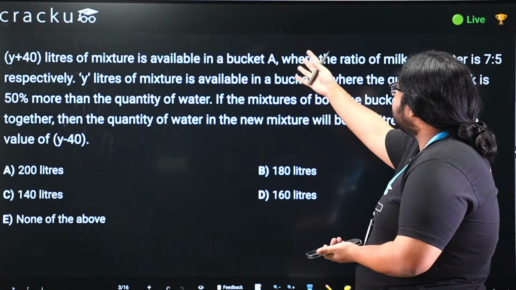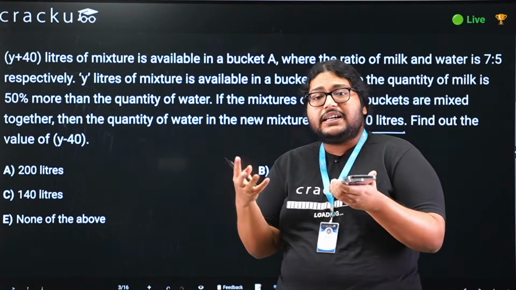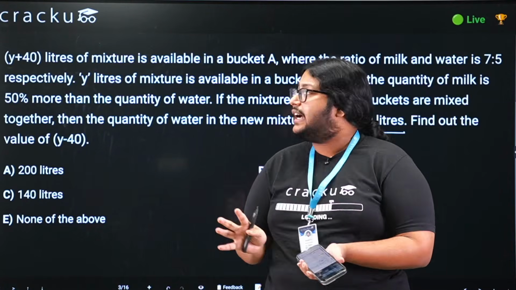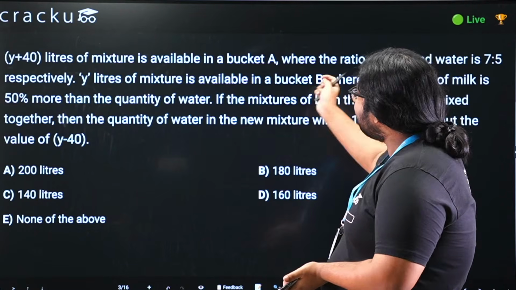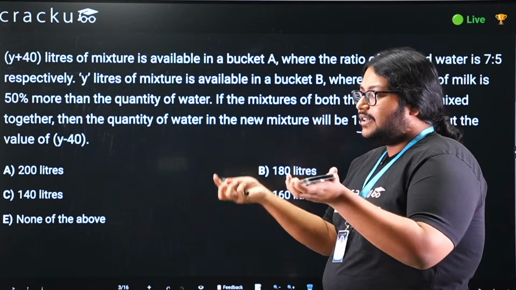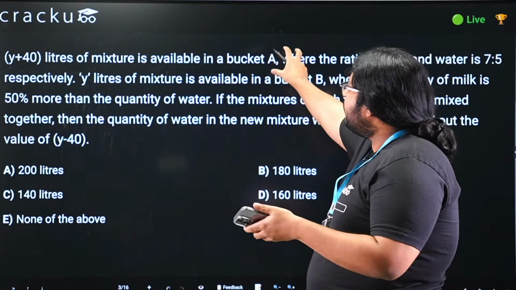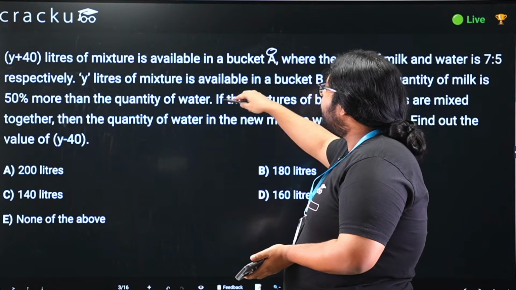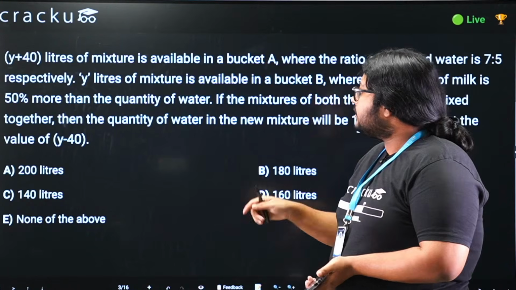So in both the cases, we are given ratios or percentages to tell us the amount of water we will have. And then they are telling us that both the buckets are mixed together. They did not mix them in some ratio, like a cup, 2 cups, they just dumped it together and mixed it. So the whole of the water that is there in bucket A and the whole of the water that is there in bucket B will be there in the final mixture. So that is the takeaway.